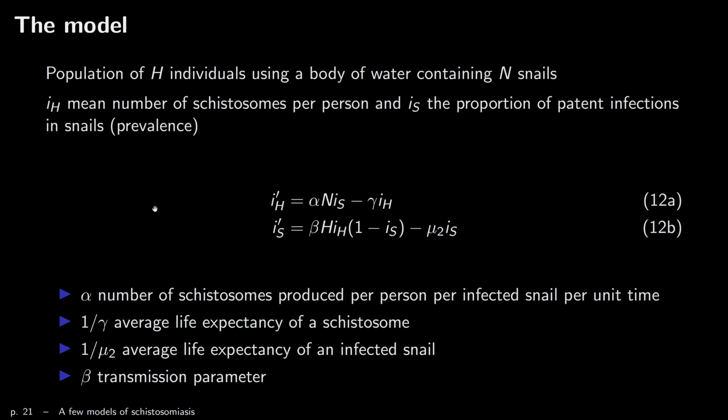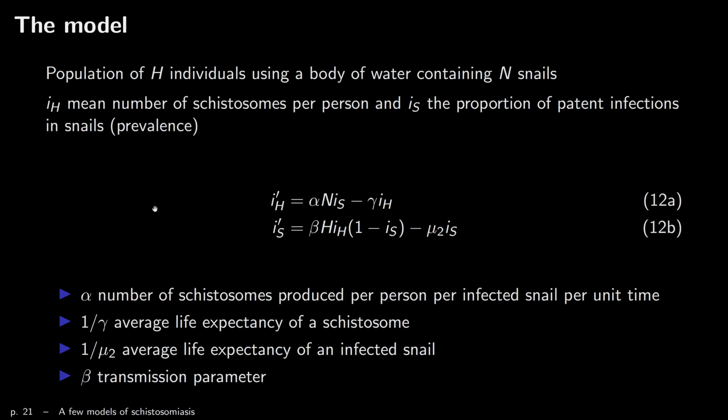First, he assumes that there are capital H individuals and that all these individuals use a body of water that contains N snails. And he considers the mean number of schistosomes per person, which is going to be denoted in lowercase. Well, I should have used a capital actually here, but never mind. I'll edit the slides, by the way. When I'm back in Winnipeg, you'll get much better slides and videos.